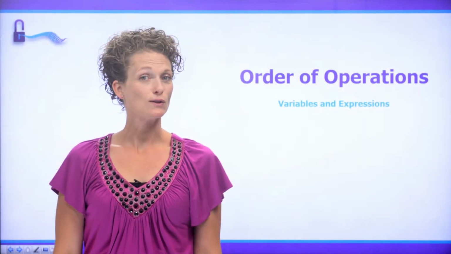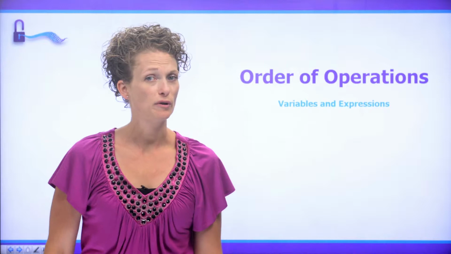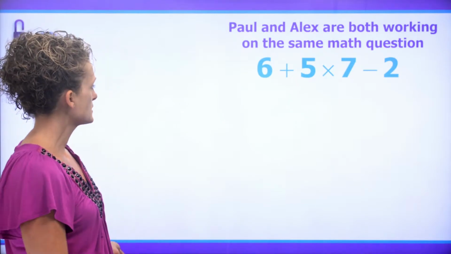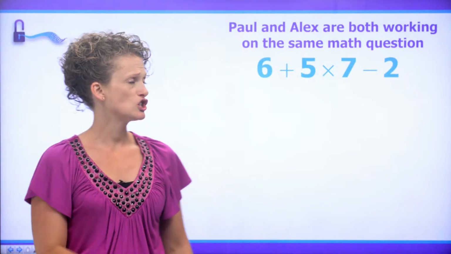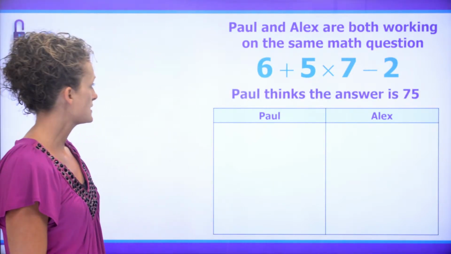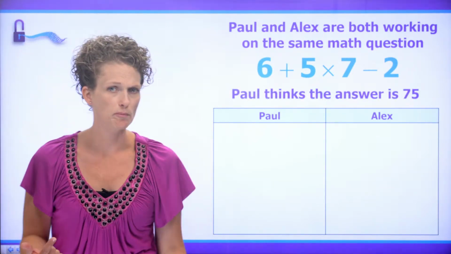In today's lesson, we are going to talk about order of operations. Now, Alex and Paul are working on the same math question, 6 plus 5 times 7 minus 2. Paul does it, and he says it's 75. So let's see what Paul did.